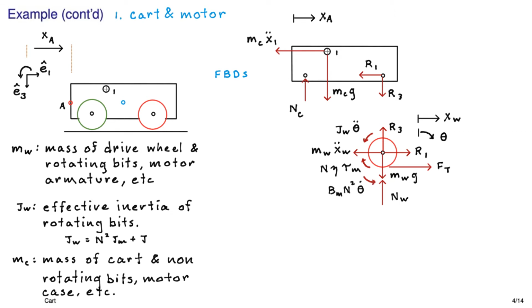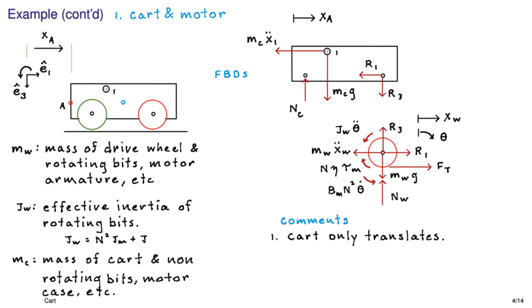The only other thing we have to put on here is the viscous damping associated with the motor. And again, I've referenced the motor modeling video a couple times, but that will present itself on the rotating bits of the motor as bm N squared theta dot. And that theta is the actual rotation of the wheel, not the armature, right? Because the armature is spinning much faster than the wheel due to the gearbox.